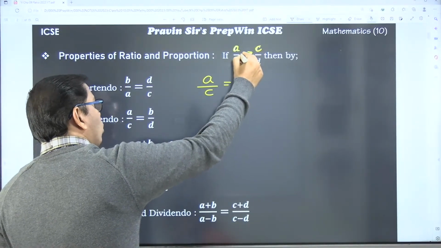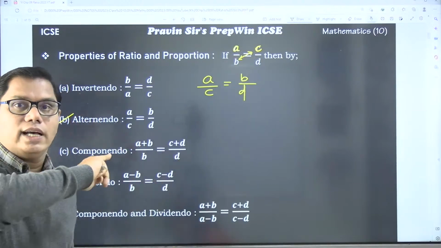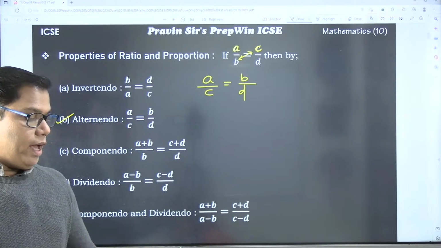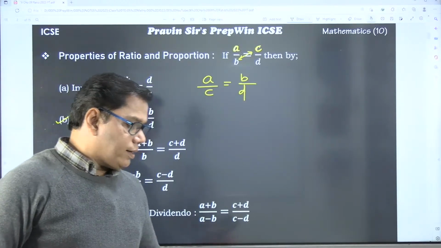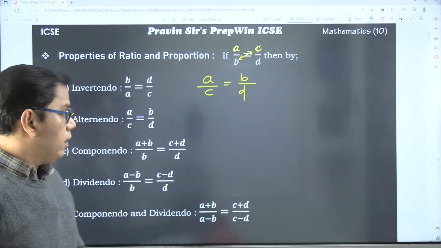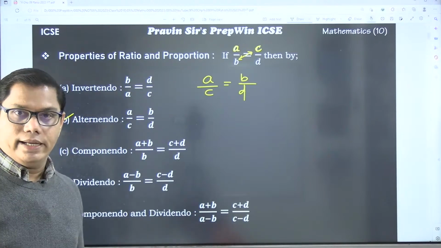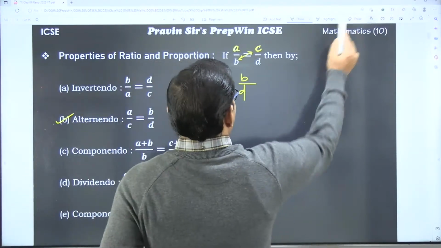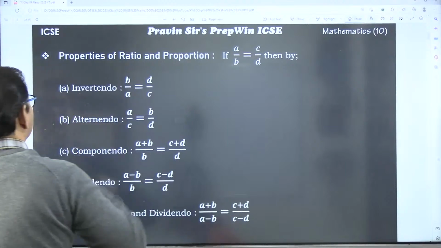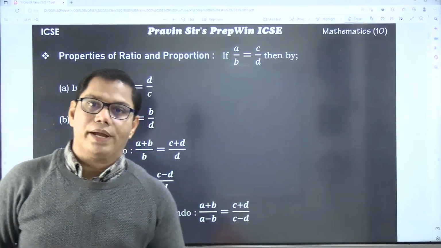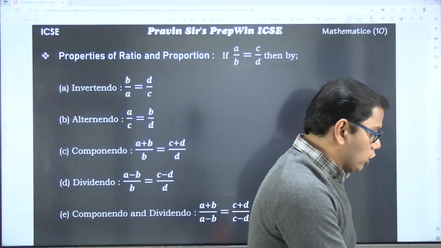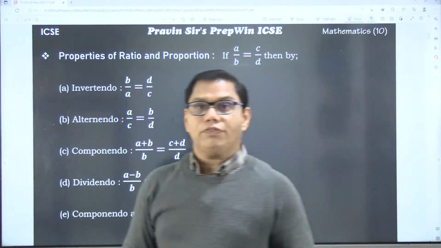Over here, two terms have just, by cross multiplication, changed their position, right? I hope you are understanding this, because I am not only showing you the property, but also trying to explain how you get this property. Now the next 3 properties are those which we are going to use frequently.